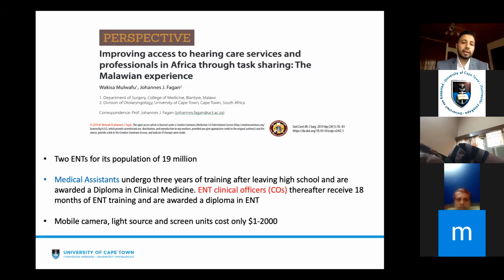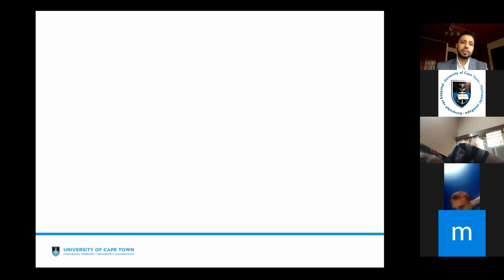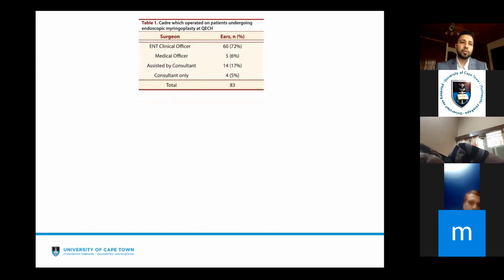They were then given an endoscopic configuration that comprised a mobile camera, a light source, and a screen unit that cost anywhere from about $1,000 to about $2,000 US. And then they were tasked with the responsibility to perform some endoscopic myringoplasties. And as you can see there, 72% of the cases of myringoplasties in the study that they performed were actually done by ENT clinical officers.